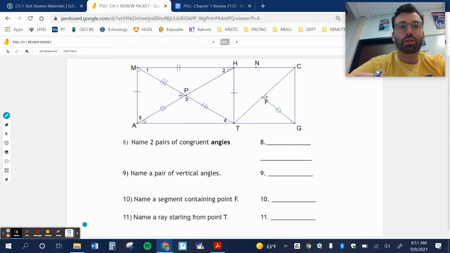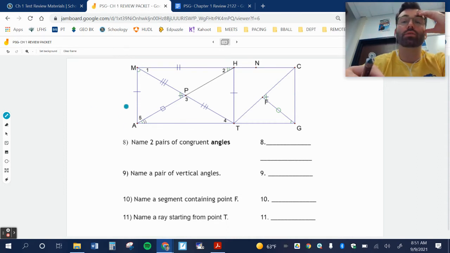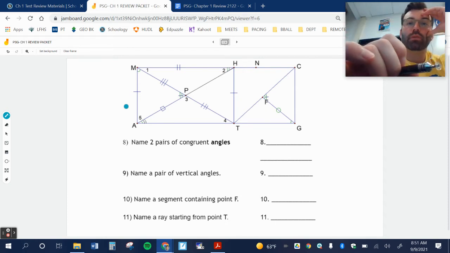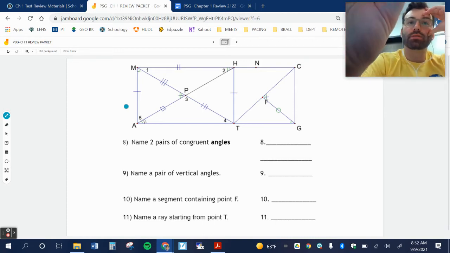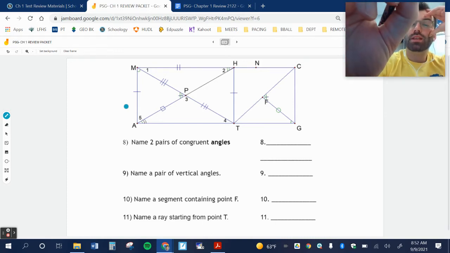All right, here we go. We're going to use this diagram again. This diagram's coming back. I want to name two pairs of congruent angles. All right, angles. So I want to figure out which angles have the same tick marks, which ones match, which ones are the same. Okay, so two pair of congruent angles. All right, angles meaning, let's look at our tick mark.